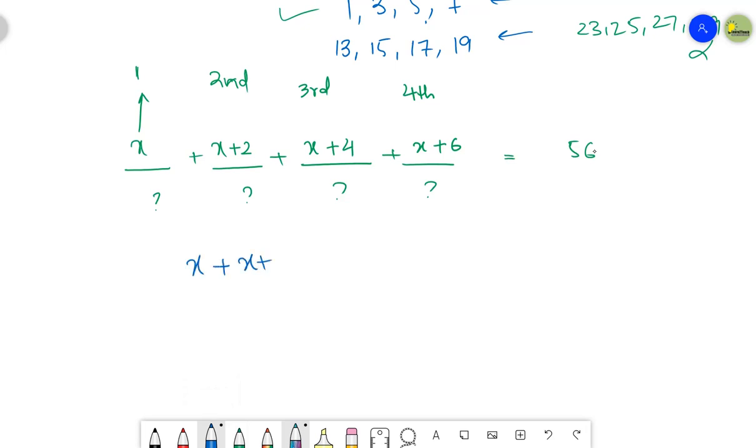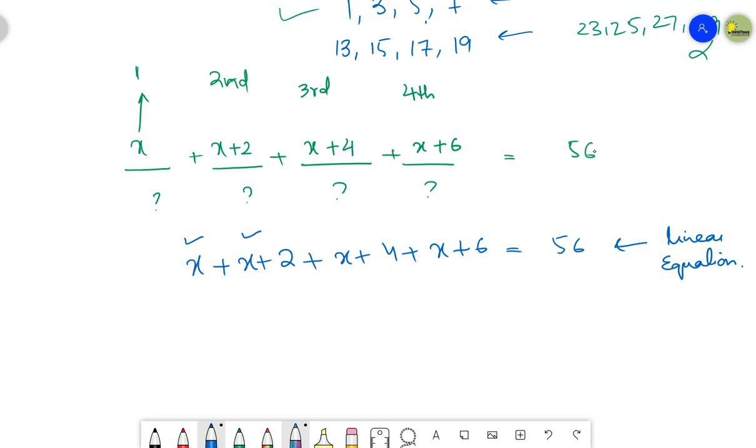x plus x plus 2 plus x plus 4 plus x plus 6. Why have I added all these four numbers? Because I know that the sum of these numbers is going to be 56. So this is my linear equation that is basically provided in the question. So let's solve this equation.